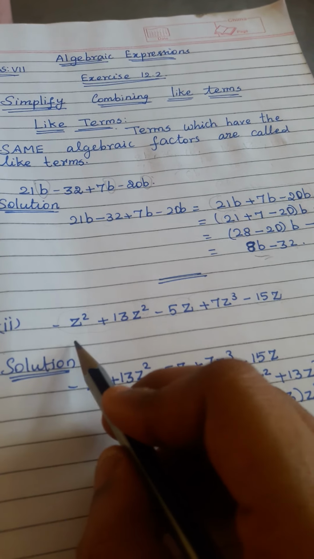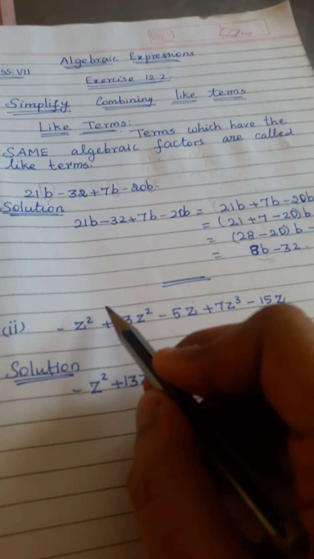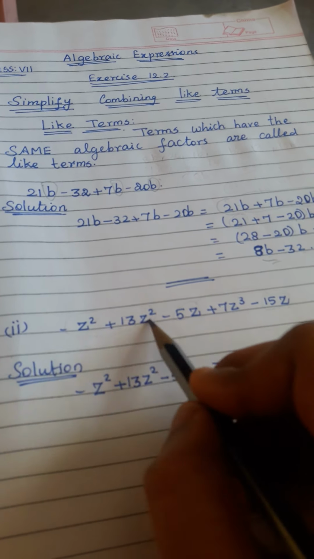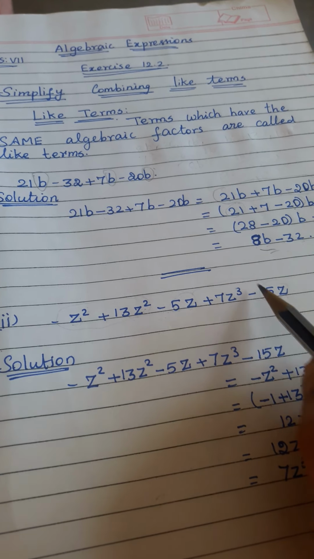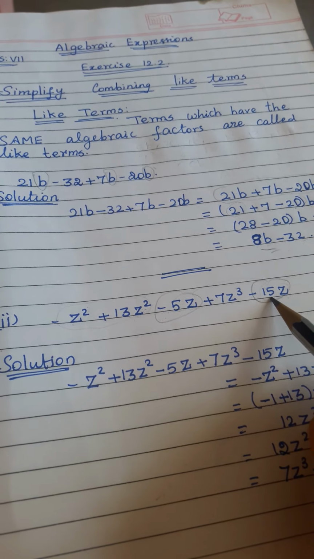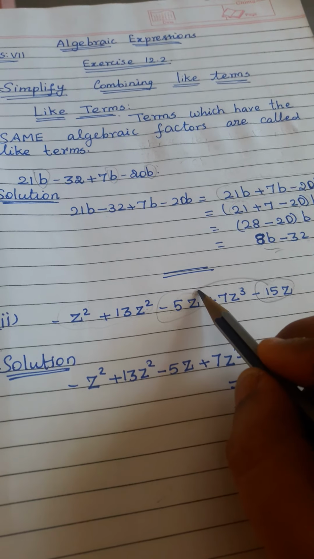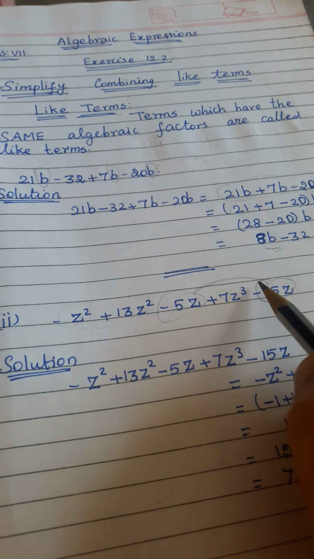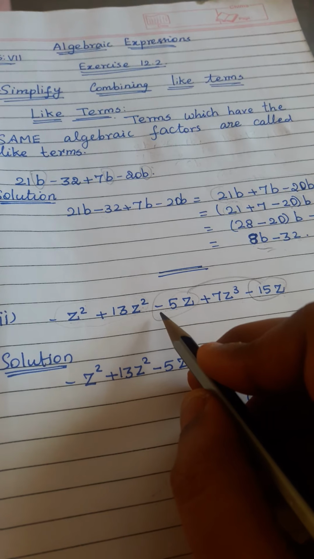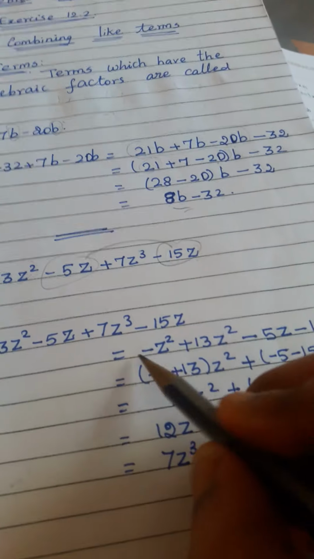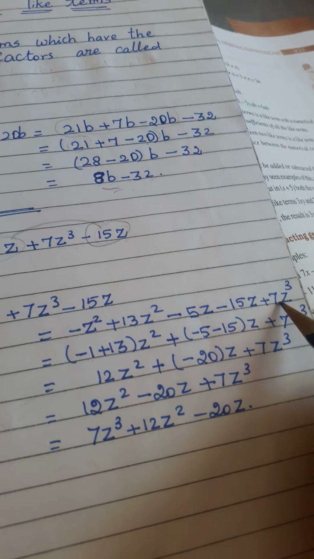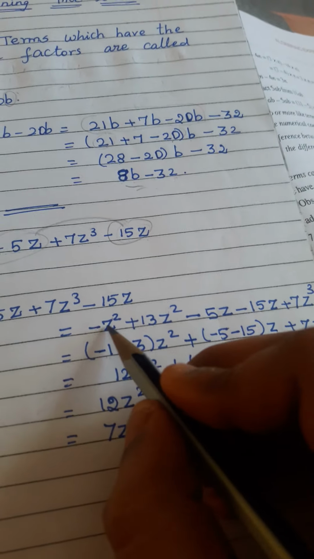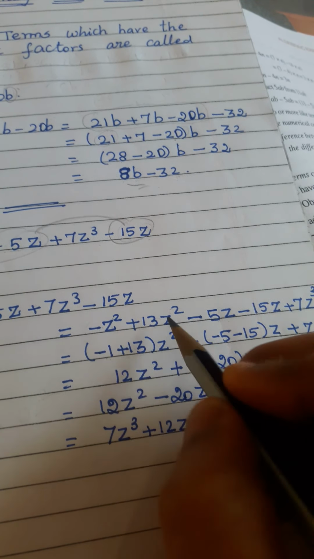Here the variable is z, but z has different powers. So here z square, these two terms are like terms, and here z, these two terms, that is minus 5z and minus 15z, are like terms. So we rearrange the terms, then we get minus z square plus 13z square minus 5z minus 15z plus 7z cube. Then in these two terms you take z square as common.